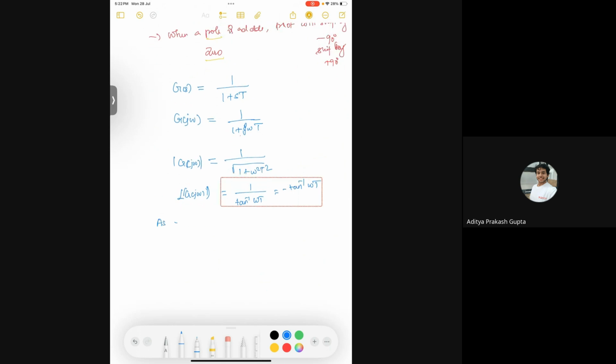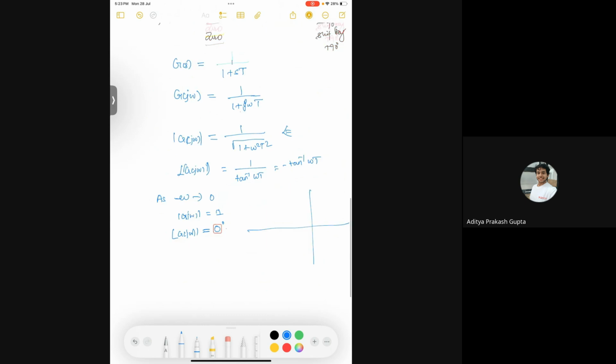So how will we evaluate? If we want to draw a contour, we will start off by assuming omega equal to 0. When omega equals 0, we see where in the graph the Nyquist plot will start. If you substitute 0 here, the magnitude of g of j omega will give you 1, and the angle would be tan inverse of 0, which is 0.